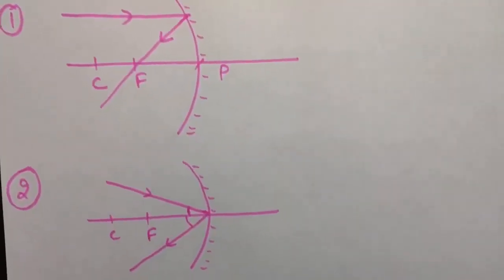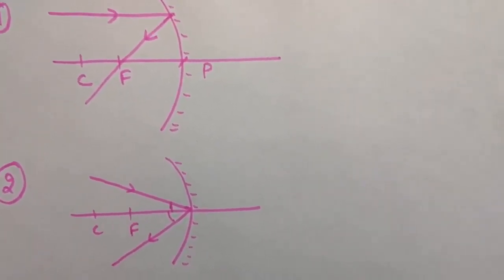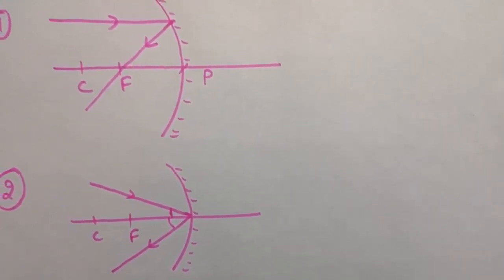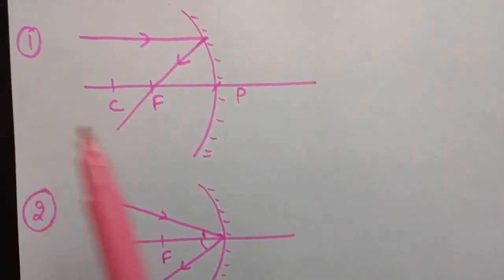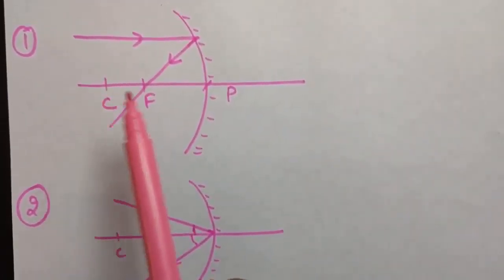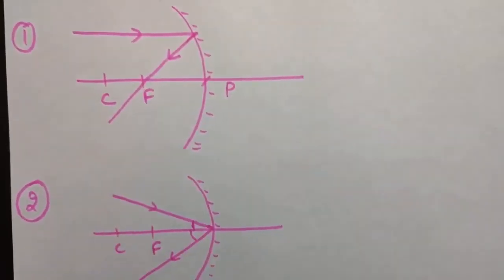Now there are some fixed paths for some rays, which will help you a lot in drawing ray diagrams, and we'll draw ray diagrams in our next lecture. First, I have already told you that a ray incident on the mirror parallel to the principal axis will pass through the focus. This is one path of a ray.